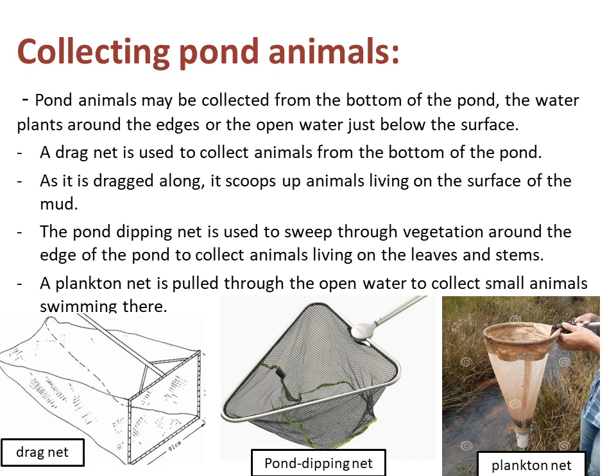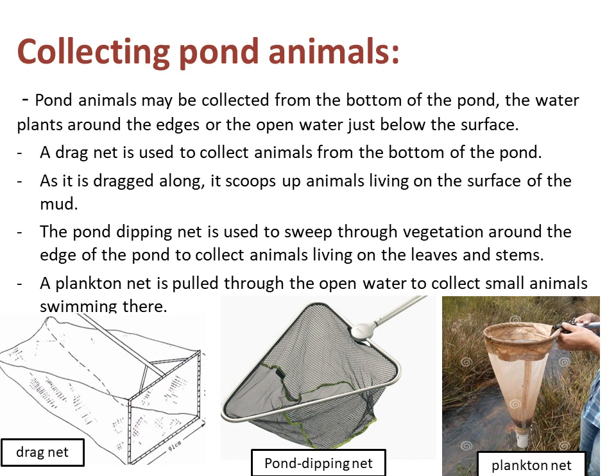The last of these nets, a plankton net, is pulled through the open water to collect small animals swimming there, the small animals swimming in the open water. So I have three types of net. Drag net for the bottom.